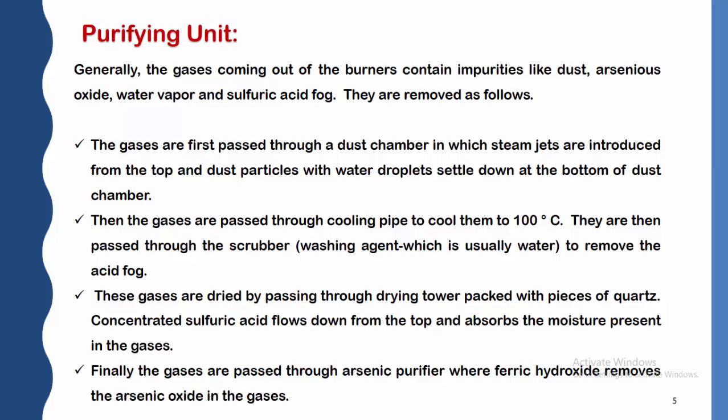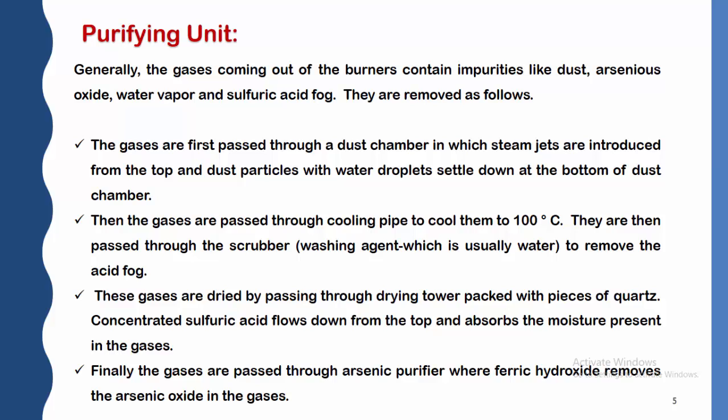Here the gases are first passed through the dust chamber, in which steam jets are introduced from the top onto the dust particles. With the droplets of water, the dust particles settle down in the chamber. With this, the dust can be removed. It means there is a continuous tower. Here the gases are passed from the top of the tower, and the steam jets are introduced. What happens from those steam jets? The complete dust particles, if present, settle down at the bottom, and then the pure gases are passed toward the scrubber.